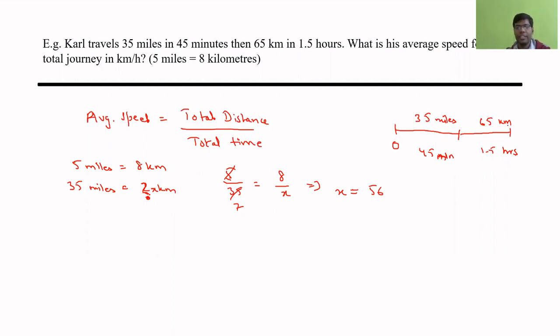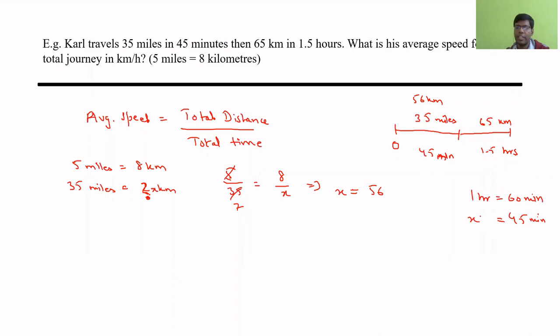and then he's traveling 65. Okay, this is 56 kilometers, and then he's traveling 65 kilometers. But here it is in minutes. This minutes I'll have to convert it into hours. So we know that 1 hour is equal to 60 minutes. So 45 minutes will be how many hours?